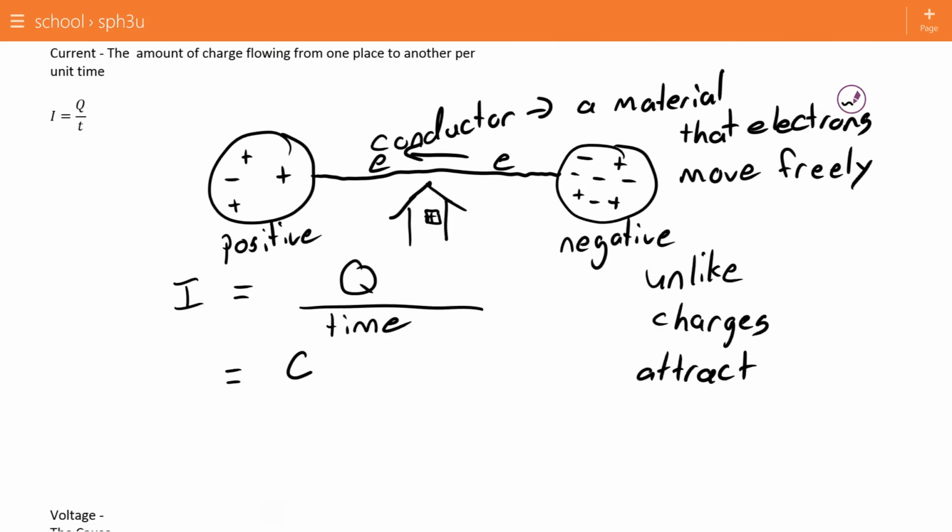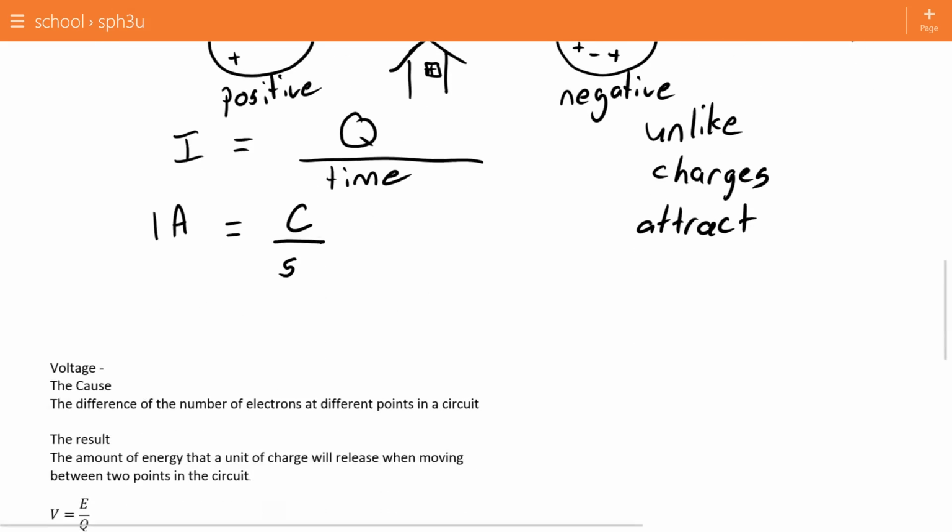Charge is measured in coulombs. Time is typically measured in seconds. And so current was given the unit amperes, named after the scientist who came up with all this stuff. And 1 ampere is equal to 1 coulomb per second.